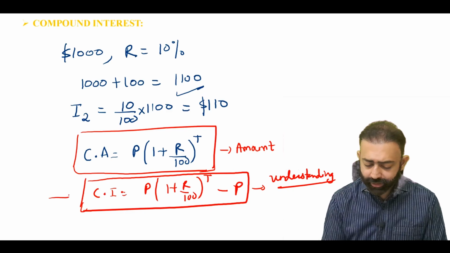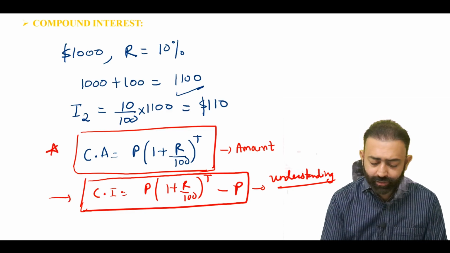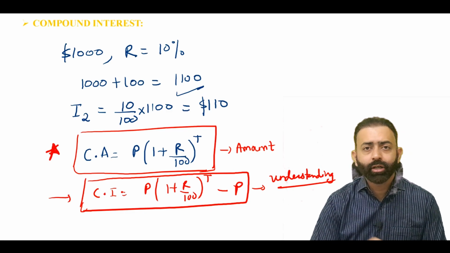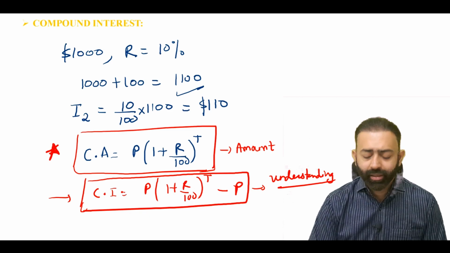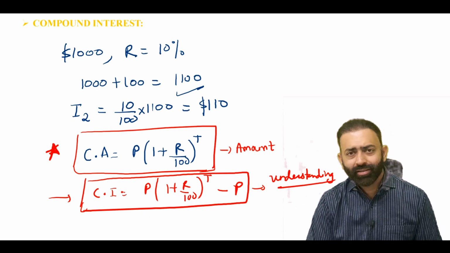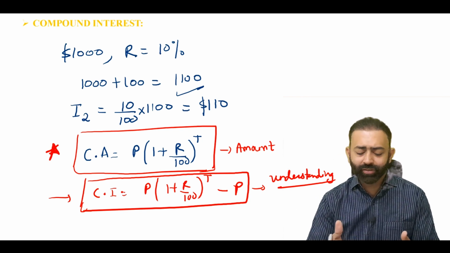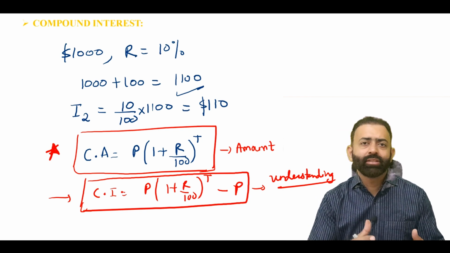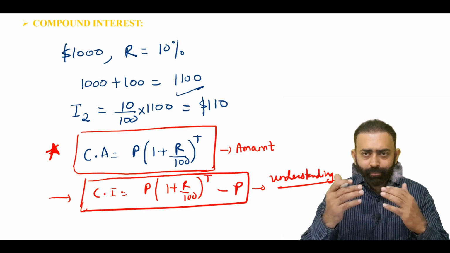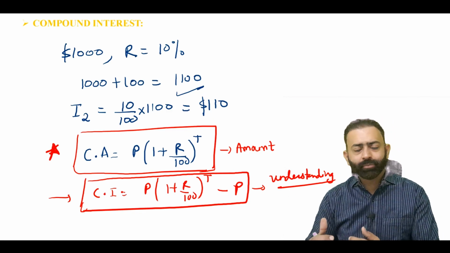No need to remember this formula. What you need to remember is this one, compounded amount. It doesn't matter what you write on the left hand side as far as calculator based questions or 2 or 3 question marks are concerned. What Cambridge is interested in is finding out the correct method and the right answer.